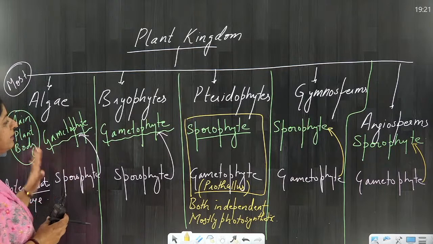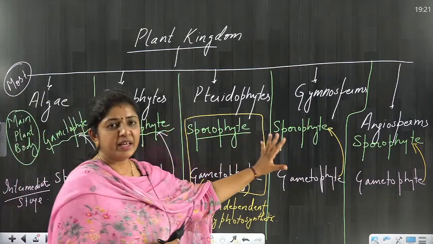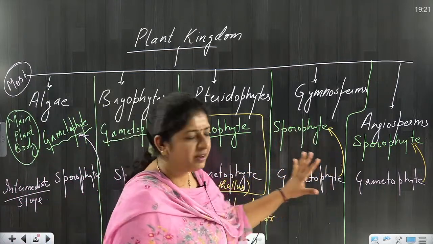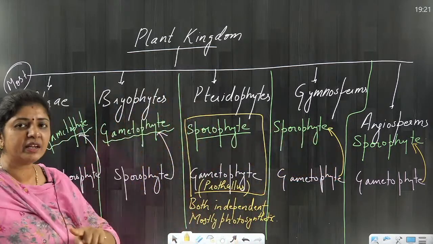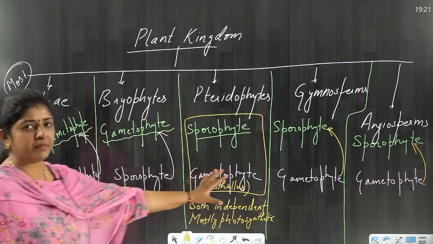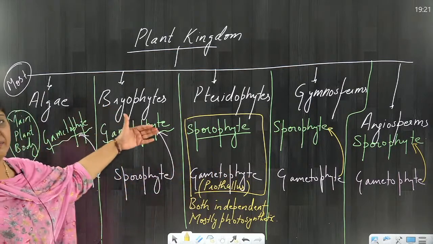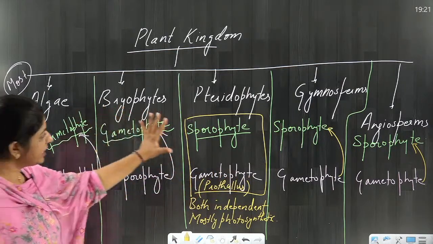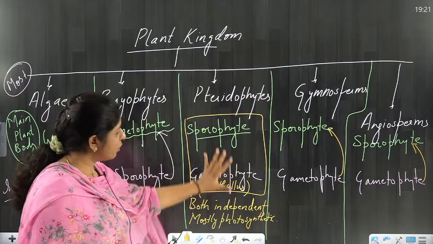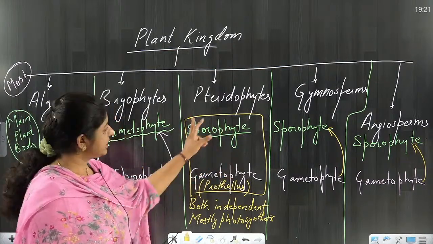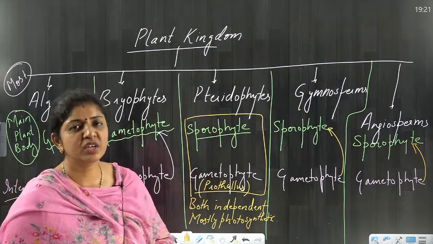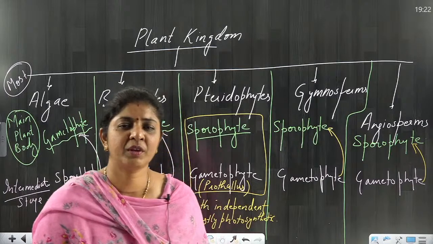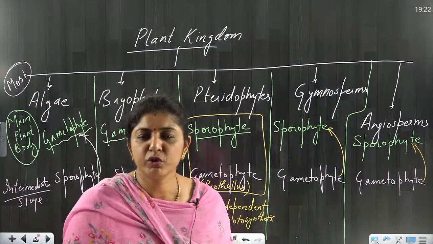So you should know that wherever the main plant body is, it will be independent, and whatever forms in between the life cycle depends upon the main plant body. But in Pteridophytes, keep in mind, both are independent. The sporophyte is always independent, but the gametophyte is mostly photosynthetic. Why have we used the word mostly?